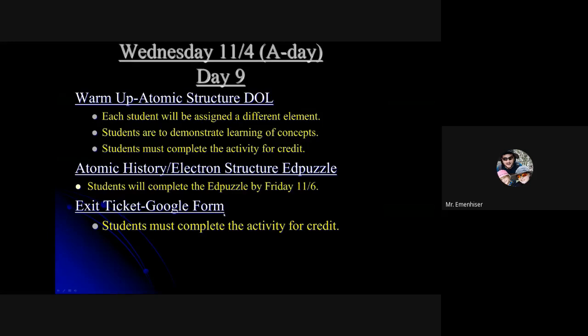And then we're going to have an exit ticket at the end of class that students need to complete for credit. And this exit ticket just asks, what did we learn about today? And then maybe some questions about electron structure. Okay, it gives you a chance to practice and see if you're understanding what we're talking about. And if you're not understanding yet, that's fine, but it's a check to see where you guys are at and make you think about it.